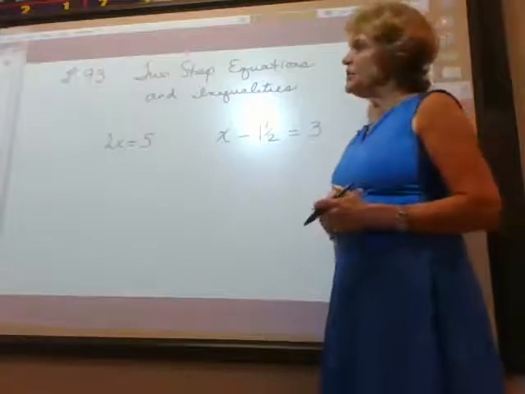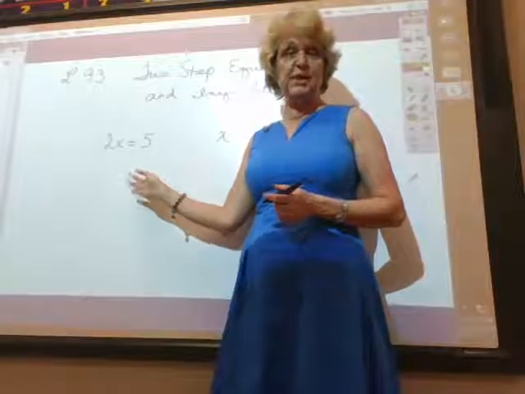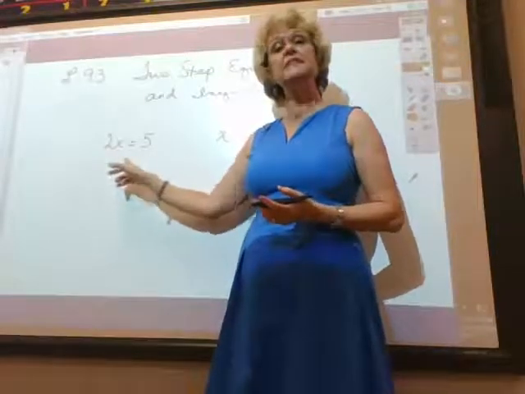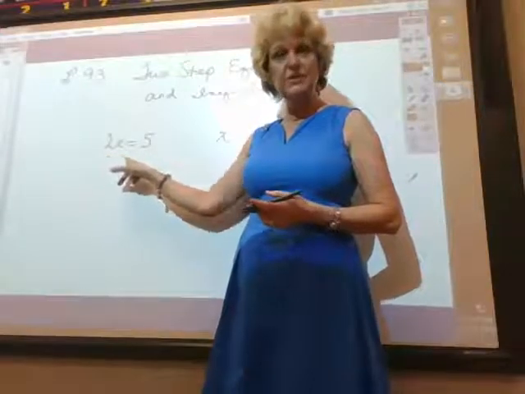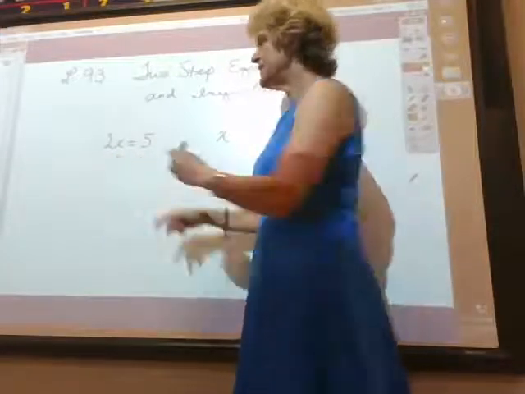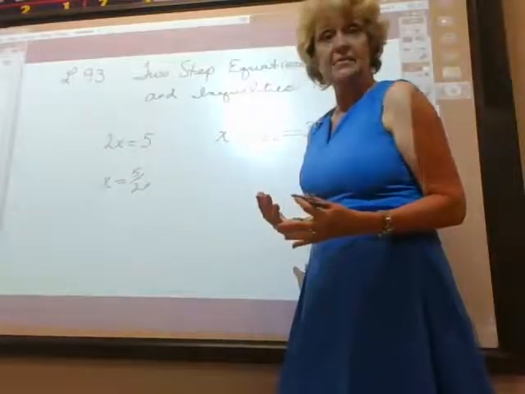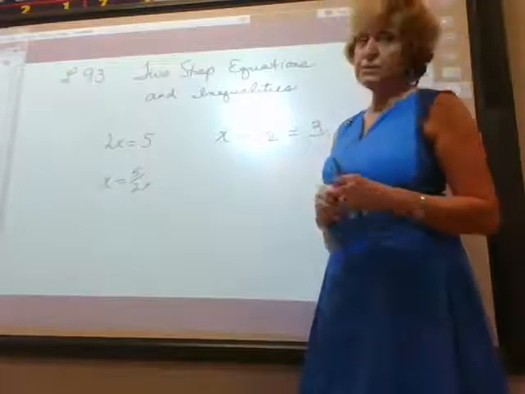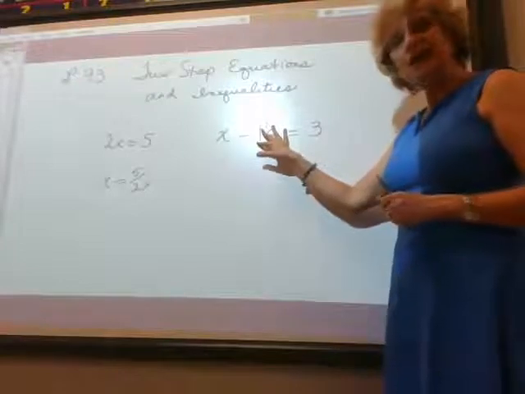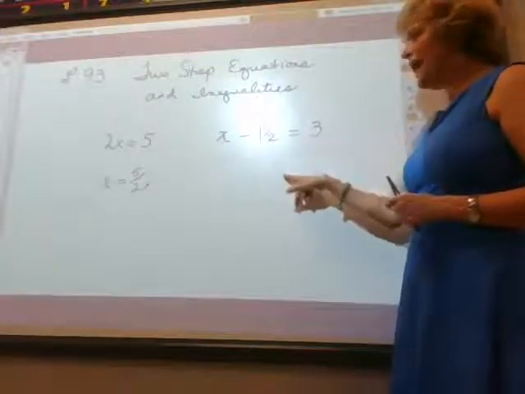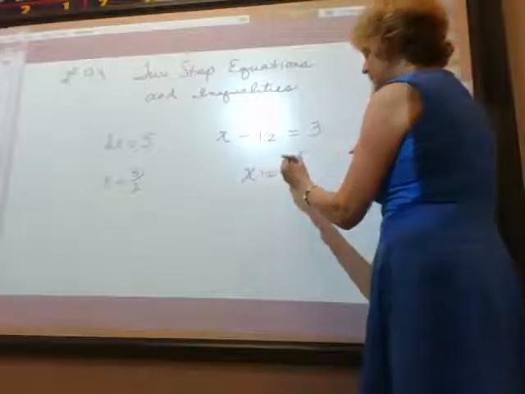All right, so let me refresh your memory. We've done this kind of equation, right? 2x equals 5. And to solve this algebraically, we divide both sides by the coefficient, the number beside the letter. In this case, we would get x is equal to 5 over 2, or 2.5. You can leave it improper as long as it's reduced. And then over here, if we had x take away 1.5 is 3, we would add 1.5 to both sides and get that x is 4.5, okay?